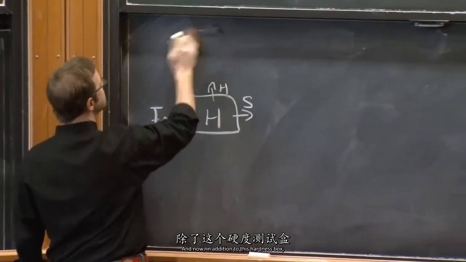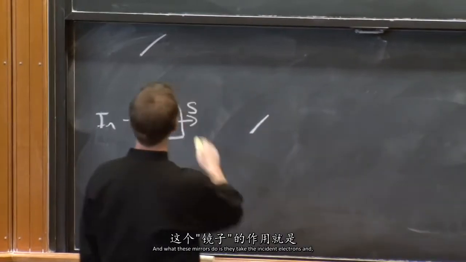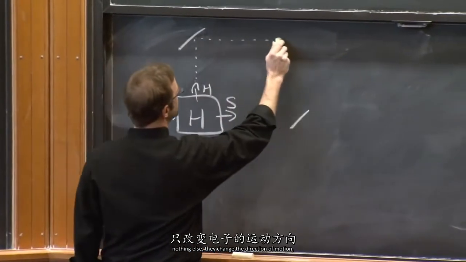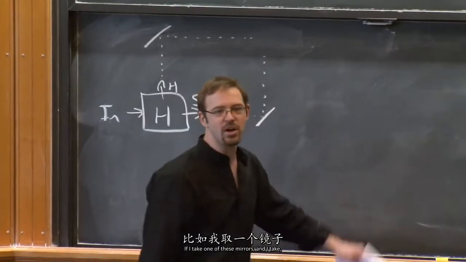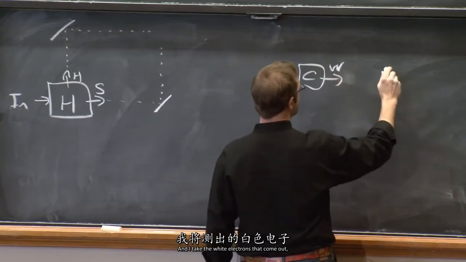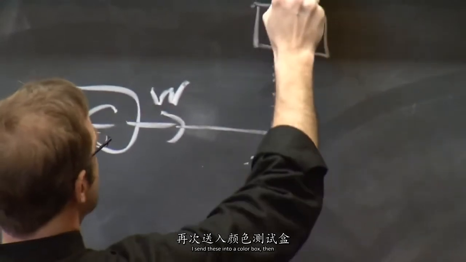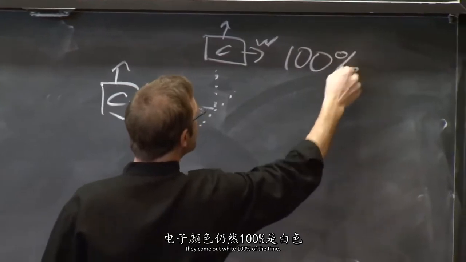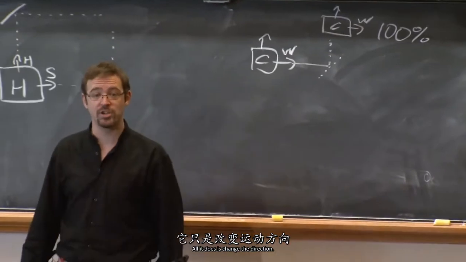And now in addition to this hardness box, I'm going to introduce two elements. First, mirrors. What these mirrors do is they take the incident electrons and, nothing else, they change the direction of motion. And here's what I mean by doing nothing else. If I take one of these mirrors, and I take, for example, a color box, and I take the white electrons that come out, and I bounce them off the mirror, and then I send these into a color box, then they come out white 100% of the time. It does not change the observable color. Cool? All it does is change the direction.